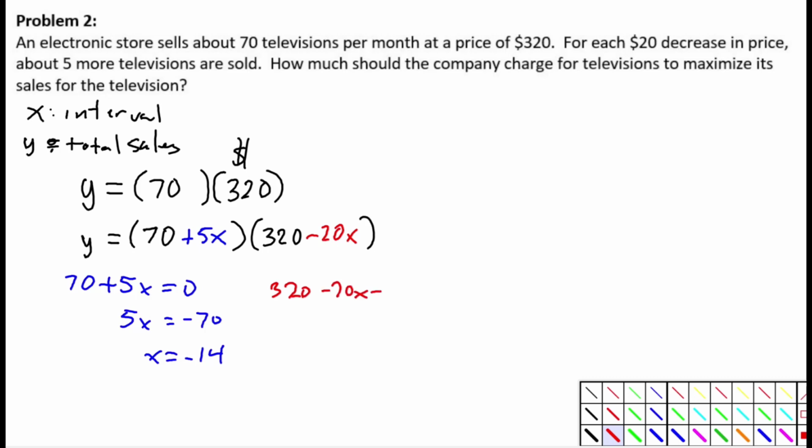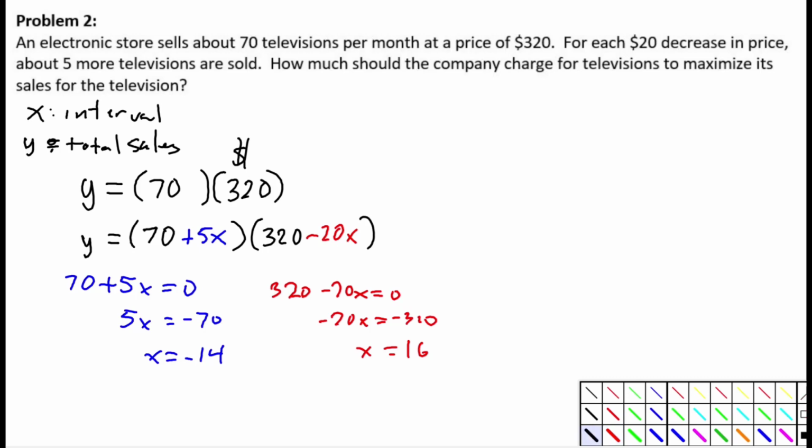Subtract 20x is equal to 0. So let's find my other zero. That'll give me negative 20x is equal to negative 320. And x will be 16, it seems like. Perfect. So let's sketch this out.